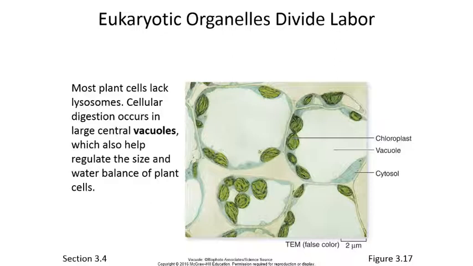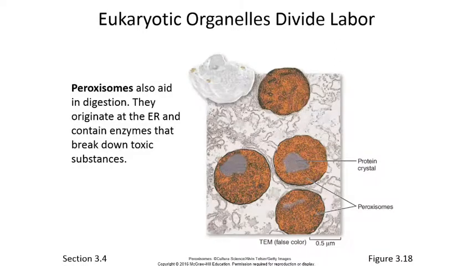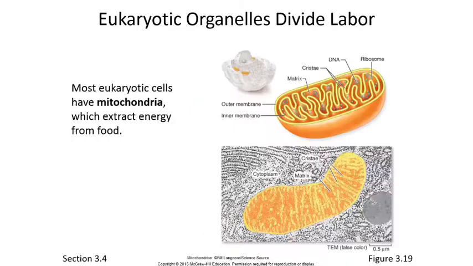Plant cells don't have any lysosomes. They have vacuoles. They have very large vacuoles that help regulate the water balance inside of a plant. You can see in these cells that there are chloroplasts, and chloroplasts are green because of the chlorophyll inside. Peroxisomes also aid in the digestion of toxic substances that have been put into the body.